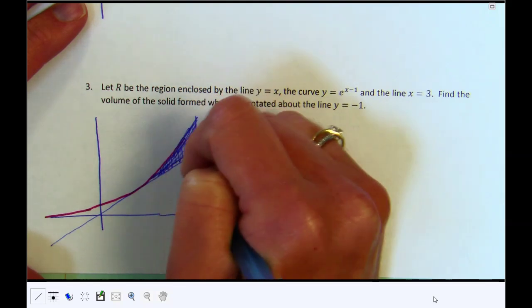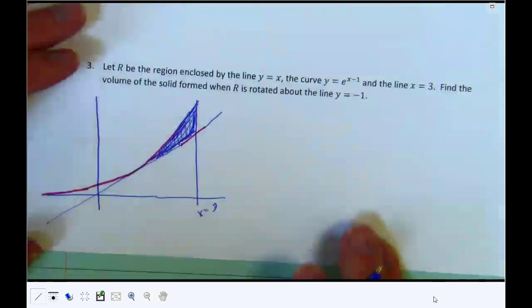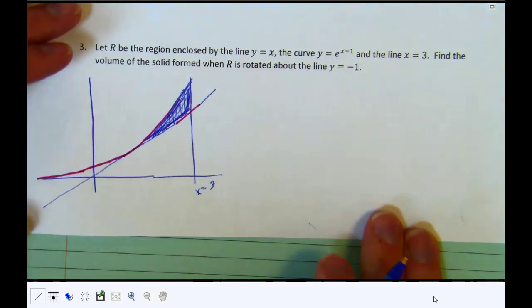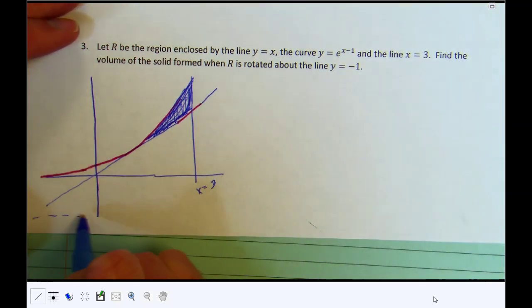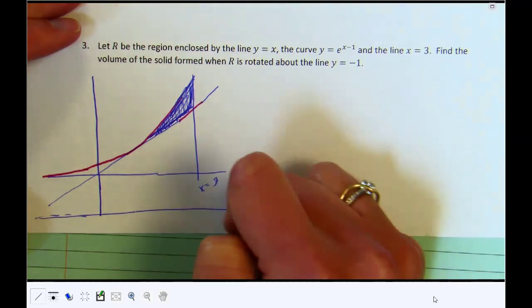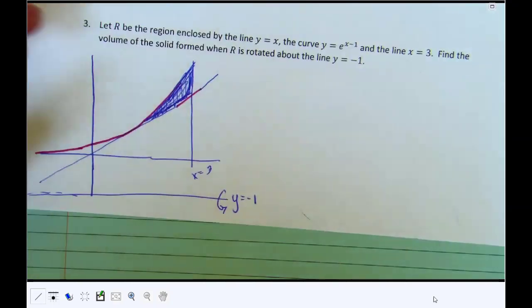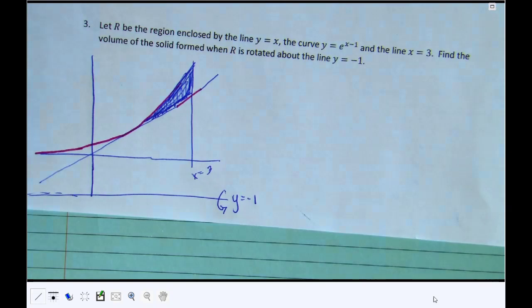Okay, so there's quite a bit going on here. Where's your y equals negative 1? I haven't drawn it yet. Working on it. No, you did that. I'm working. Did that intersect in the positive? Oh, that is. What am I going to get?